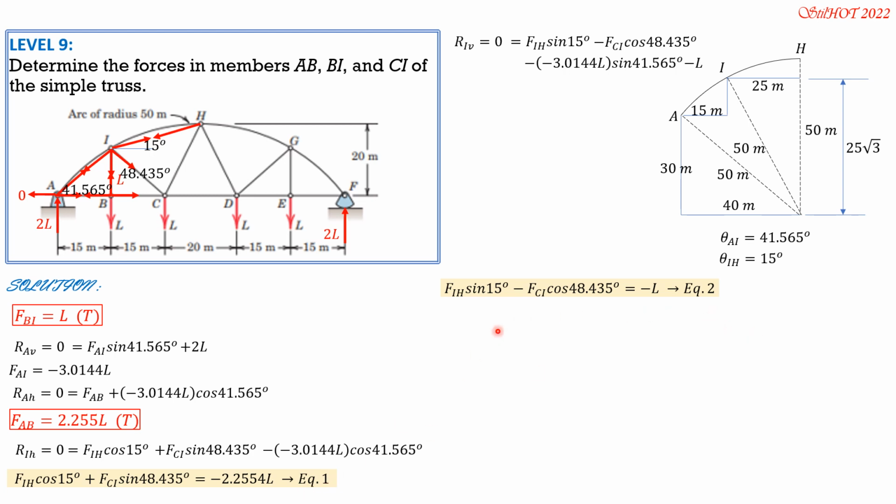So solving equations 1 and 2 by substitution or by elimination or whatever convenient method you want to apply, you'll get, we need only FCI. So FCI is equal to 0.4580L, and it is positive, so it is tension. So that's it for this problem. So this is the last problem for this part.